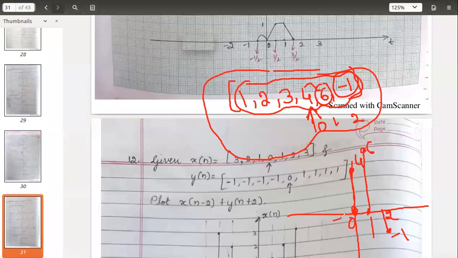Okay. Now tell me at -1, what is the amplitude? 3. Then at -2, it is 2. Then finally at -3 time, you have the amplitude 1.